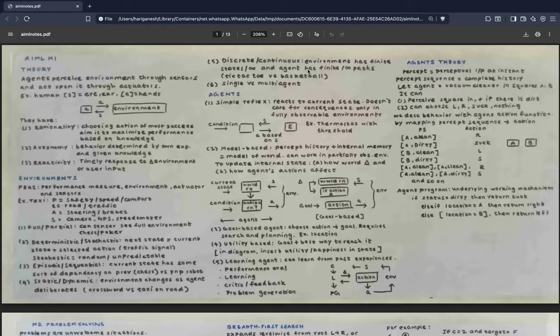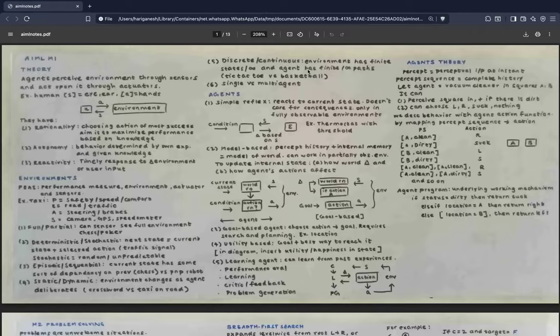The third is episodic or sequential. Current state has some sort of dependency on the previous state. So chess is again an example of that. The fourth kind is static or dynamic environments. That is, these environments change as the agent tries to come up with an action to take. So let's say you're a taxi on a road, you're trying to think whether to go right or left, then the traffic is going to change around you. So the environment keeps changing.